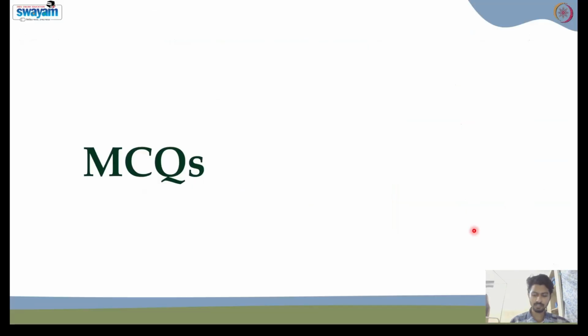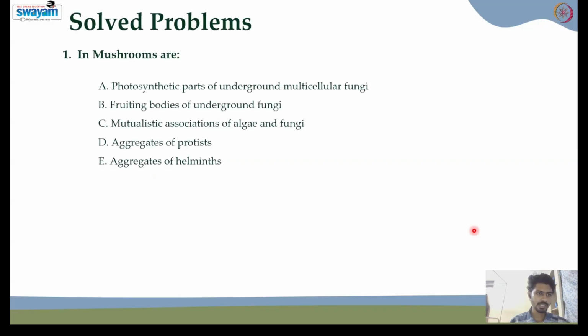For this session, these are all sample MCQs. The first question is: mushrooms are, option A, the photosynthetic part of underground multicellular fungi; option B, the fruiting body of underground fungi; option C, a mutualistic association of algae and fungi; option D, aggregates of protists; option E, aggregates of elements. So among these, which suits mushrooms?